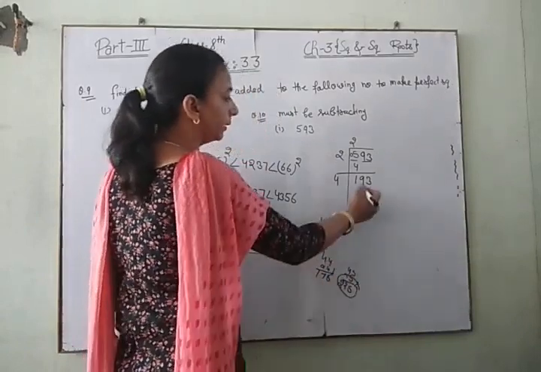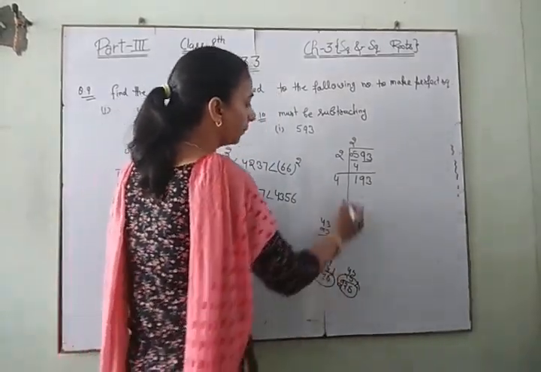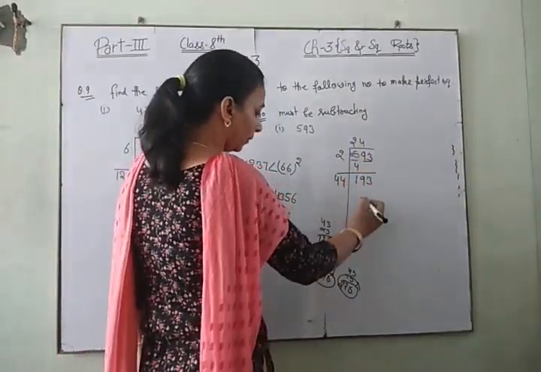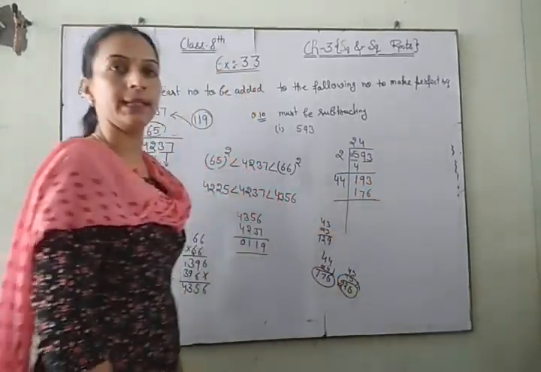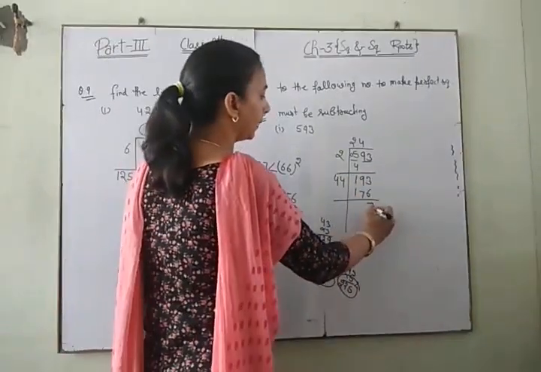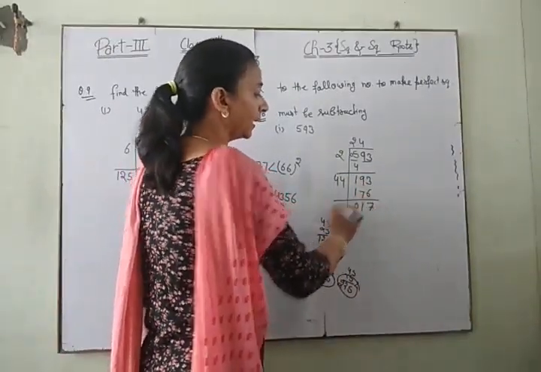This is greater than 193. So we take 4, 4, 4 and 170 and 6. 13 minus 6 is 7. 8 minus 7 is 1, and 6.